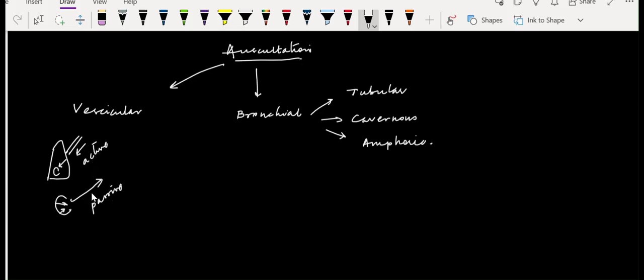And there is no pause in between the two. The air comes in, fills the alveoli. Now there is no more effort. Suddenly, this collapses and the air goes out. This is active, this is passive. This is inspiration, this is expiration.